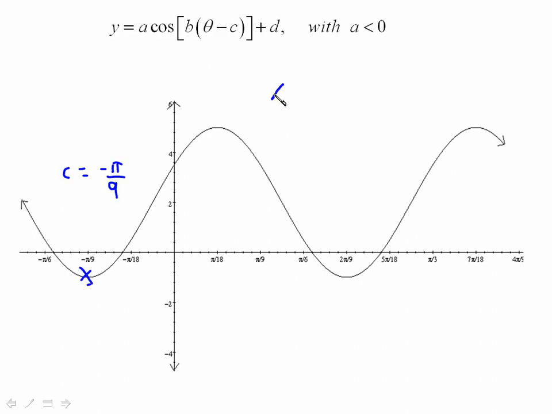So this becomes y is equal to, with the negative A value, because it is starting at the trough, it becomes negative. The A value was 3, so negative 3 cosine, and big old bracket, and the B value we have to be 6, and then theta plus pi over 9. Close that little bracket, close the big one, and then plus 2 for our vertical translation.